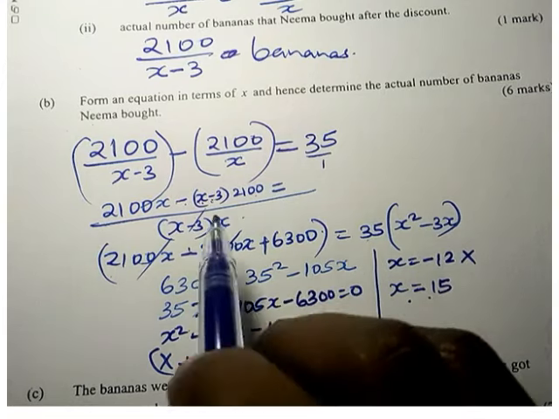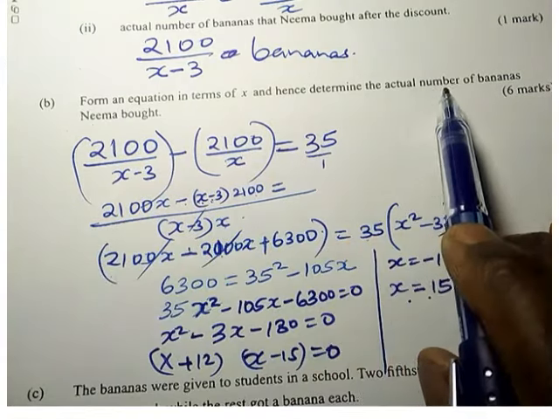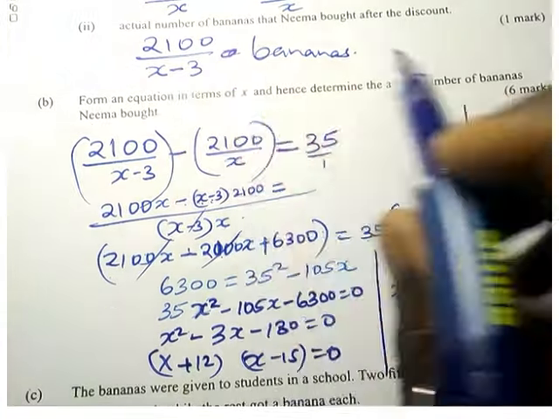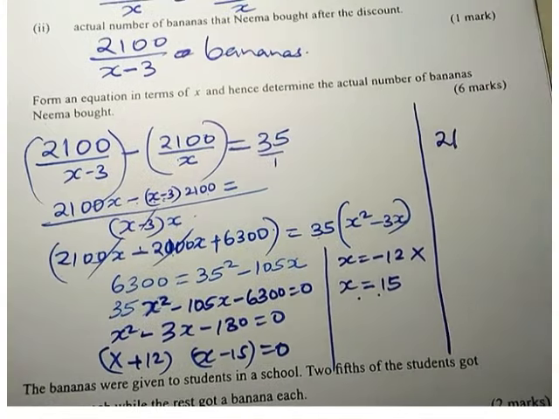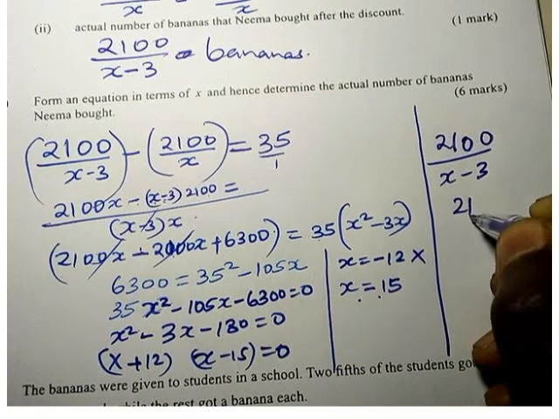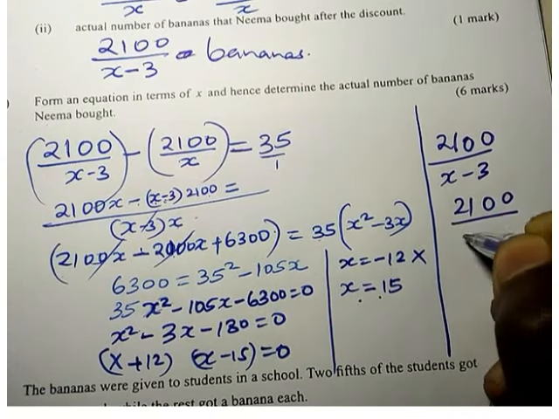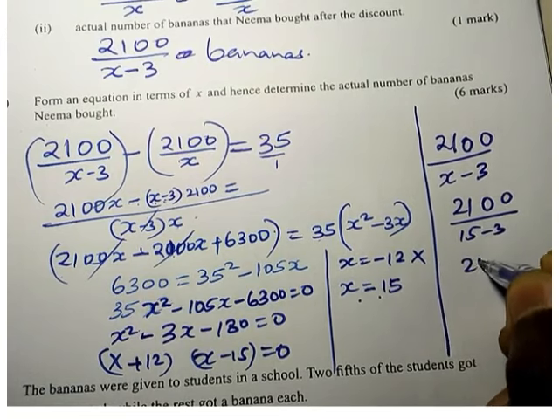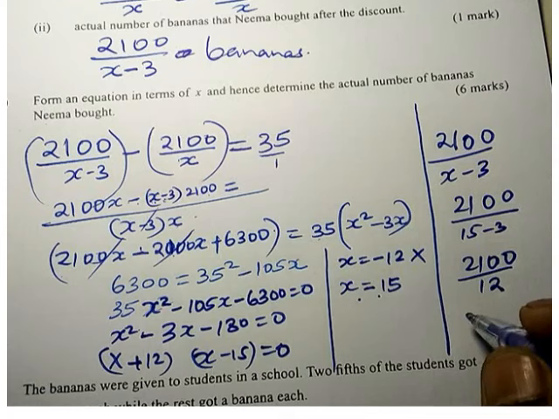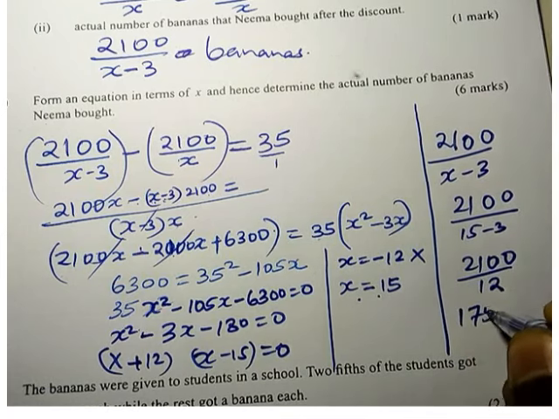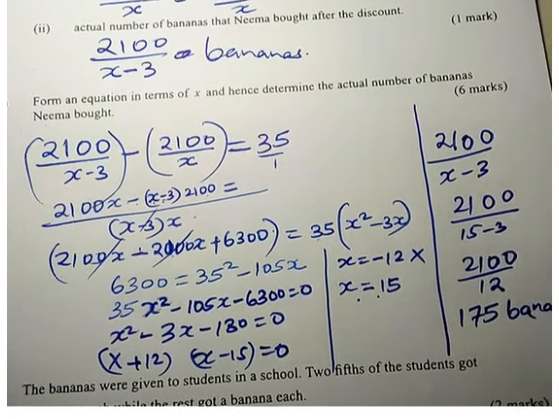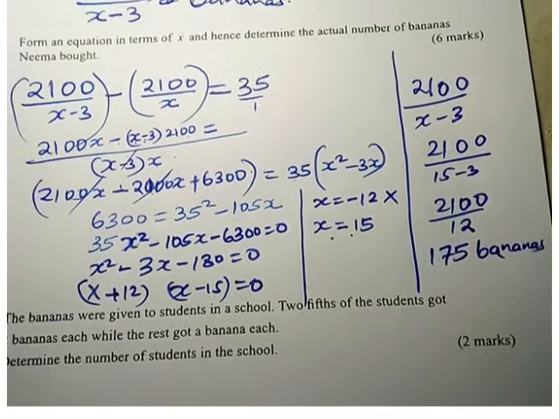So the question was to form the equation and hence determine the actual number of bananas Nehemiah bought. So the actual number of bananas was 2100 divided by x minus 3. That is 2100 divided by 15 minus 3, that is 2100 divided by 12. And the actual number of bananas she bought is 175 bananas.